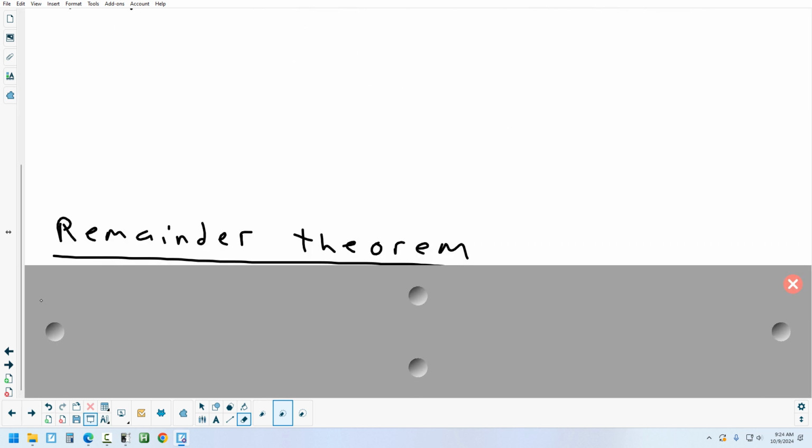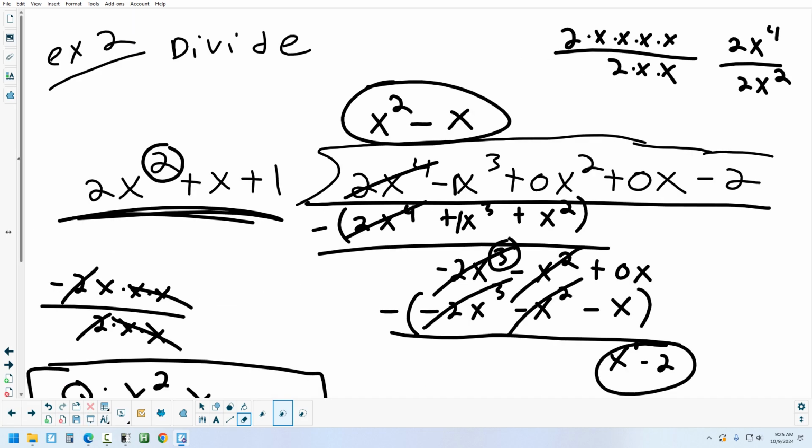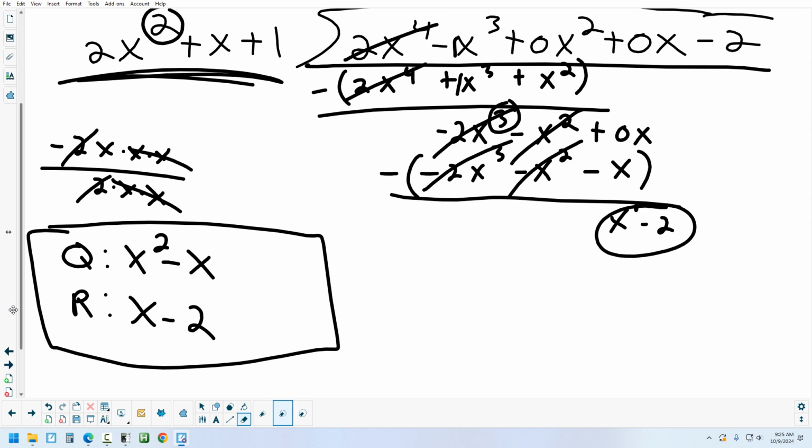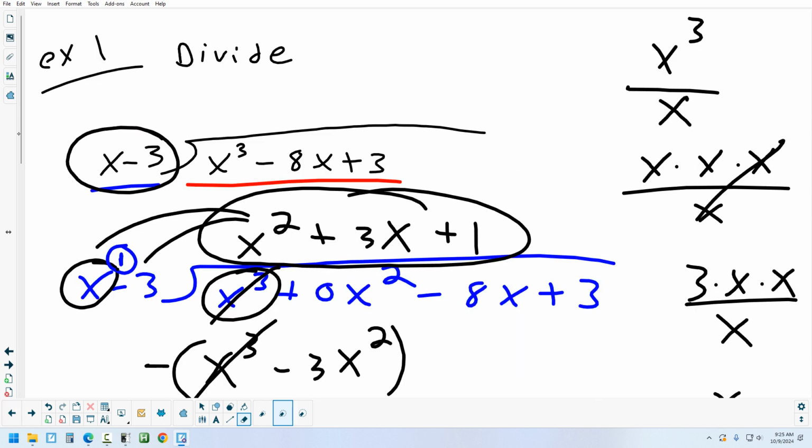Okay, so I want to show you a quick way that you can find a remainder, but it doesn't work in every problem. In this last problem, it wouldn't work. If you wanted the remainder here, you'd have to do what we just did. But if you wanted the remainder for example 1, this theorem I'm about to show you would find the remainder.